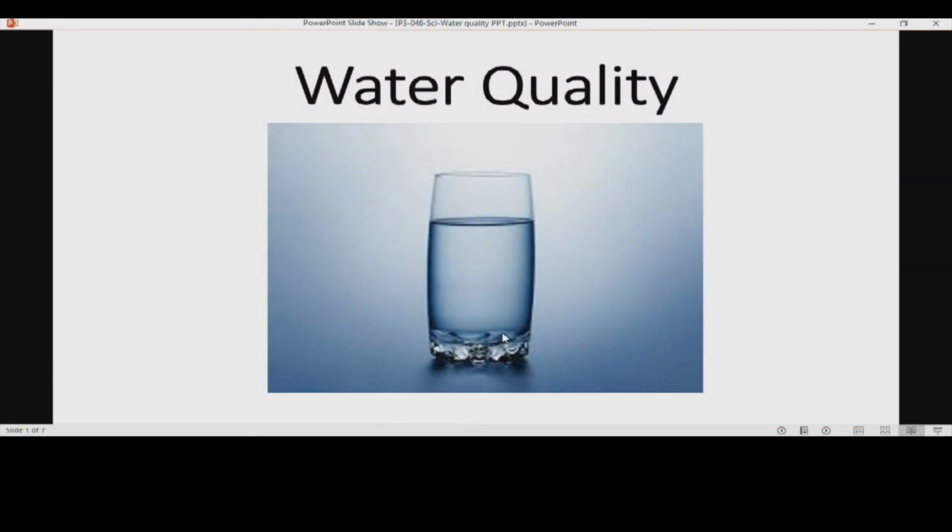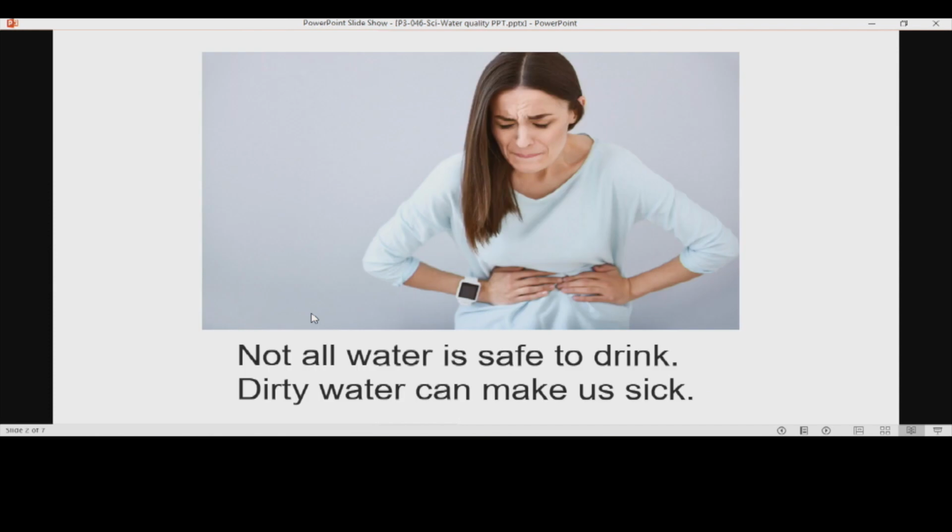Water quality. What can you see in the picture? Does this water look clean? Would we be able to drink this water? Yes. Not all water is safe to drink. Dirty water can make us sick.